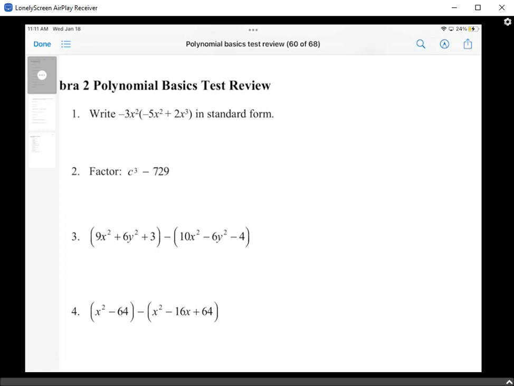All right, y'all, we are looking right now at the Polynomial Basics test review. There are a total of 20 questions. I don't know how long this is going to take. I'm hoping not too much.